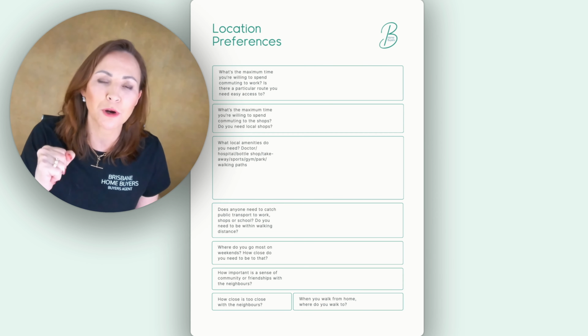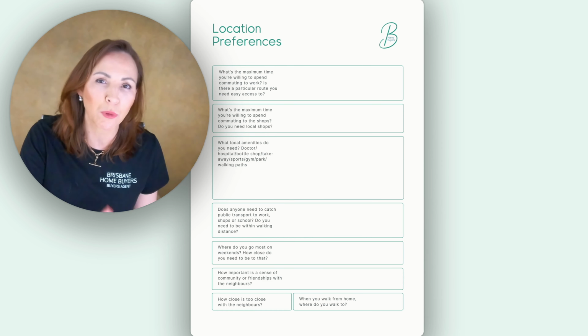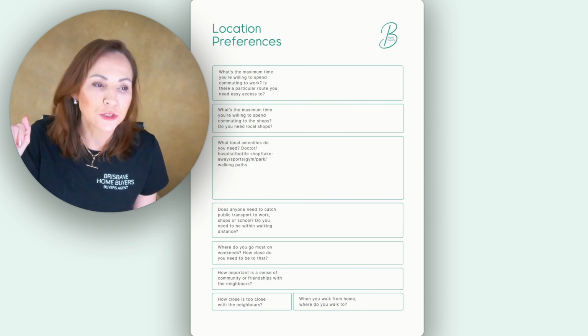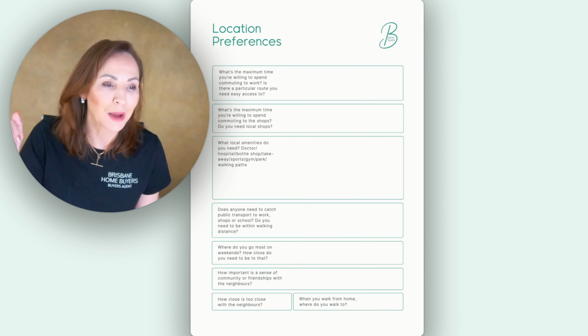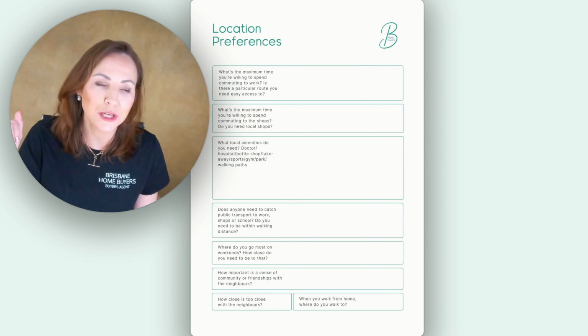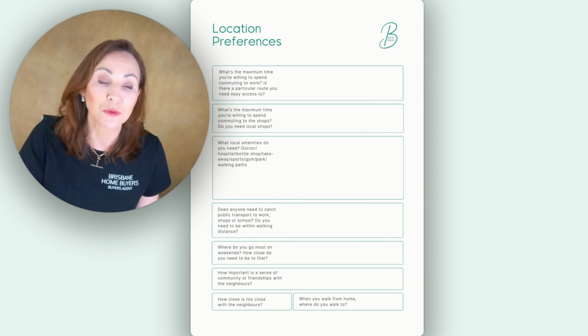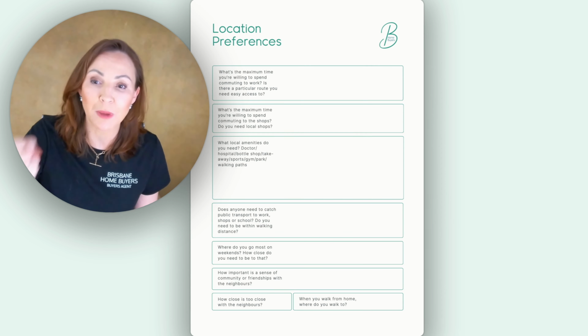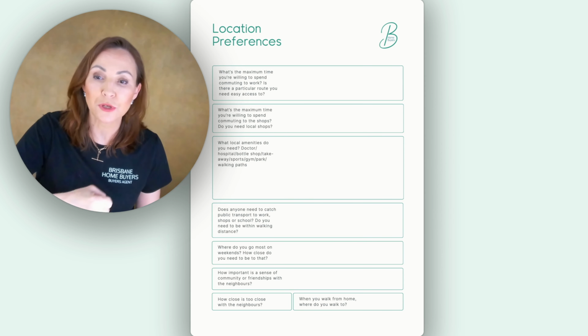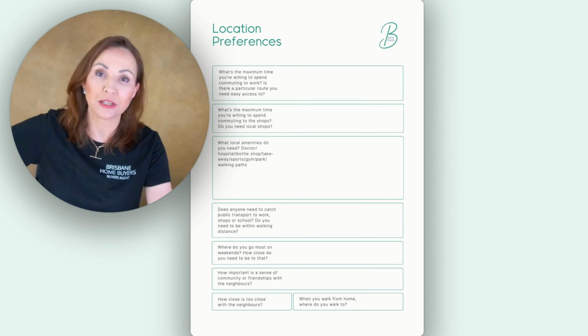I'm not doing my job properly if I haven't asked you to explore. What local amenities do you need? Some people are bottle shops important to them. Other people really need near that gym. Does anyone need to catch public transport to work, shops, or school? Do you need to be within walking distance of that public transport? Maybe you've only got one car, so one person drives and the other person just catches the train.